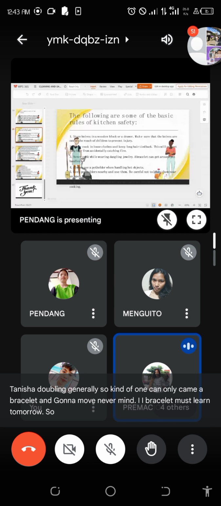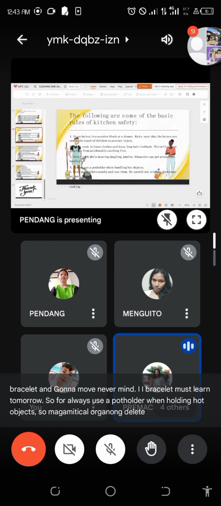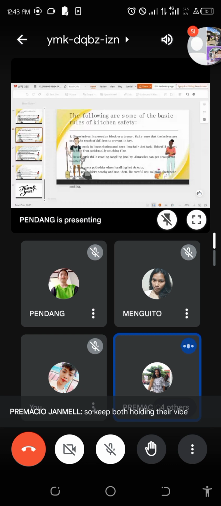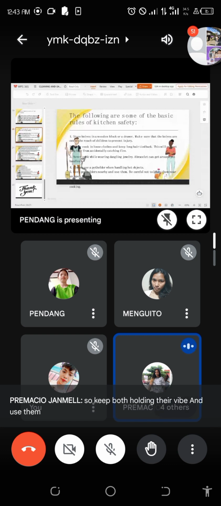So, four, always use a pot holder when holding hot objects. Keep it handy nearby and use them, be careful.